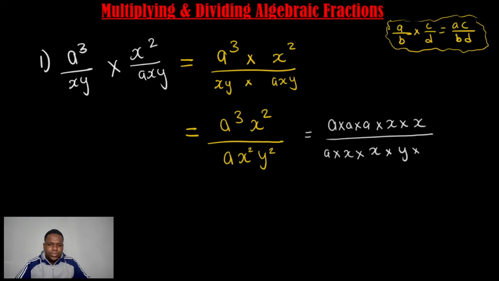So all we're going to do is just cancel. We can cancel one of the a's from the denominator with one of the a's from the numerator, so we are left with a squared. We can cancel 2 of the x's, and we'll write back the y squared because nothing is canceling that. So the final answer would be a squared over y squared. Let's move to our next example.